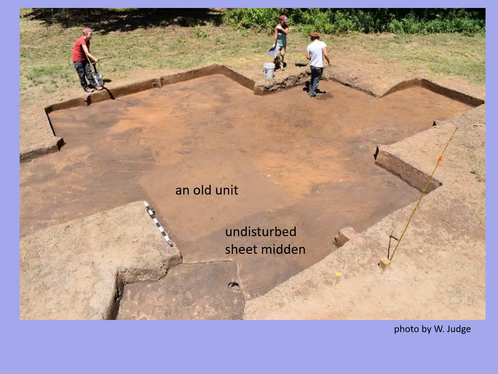Here is an area that's been shovel scraped and then troweled. You can clearly see an old 2 by 2 meter unit that had been dug 8 years previously. You can also see the undisturbed sheet midden in certain areas of this open excavation.